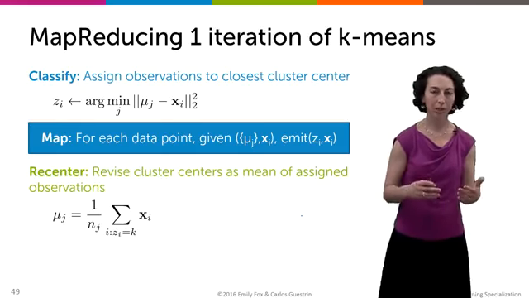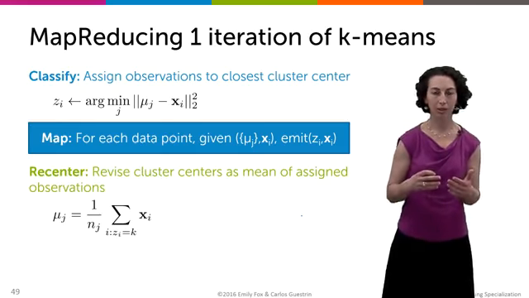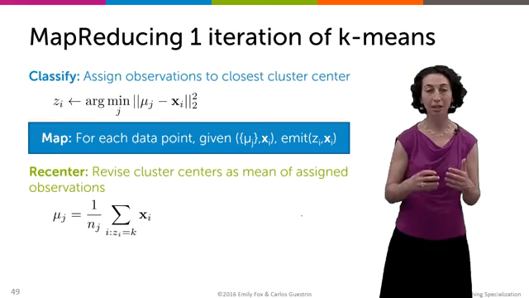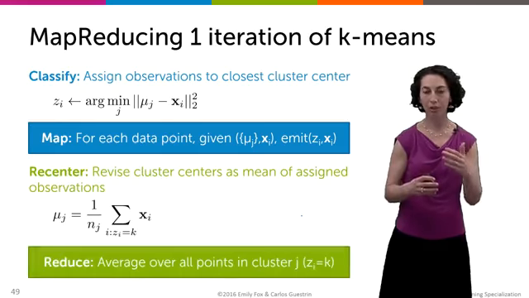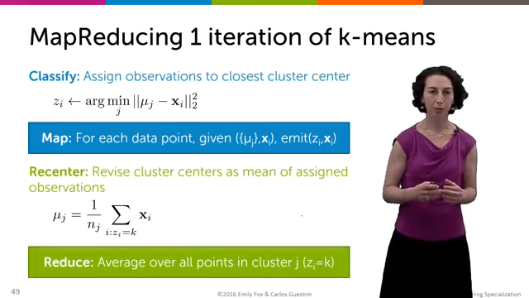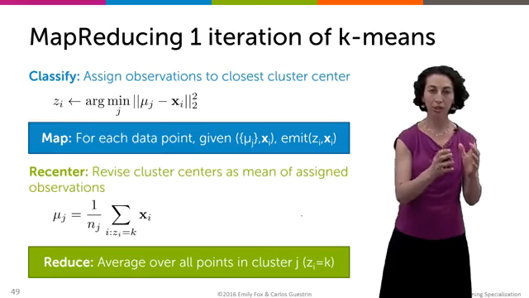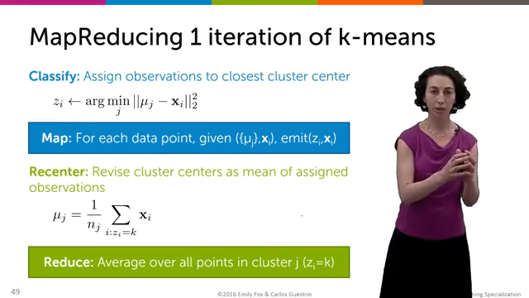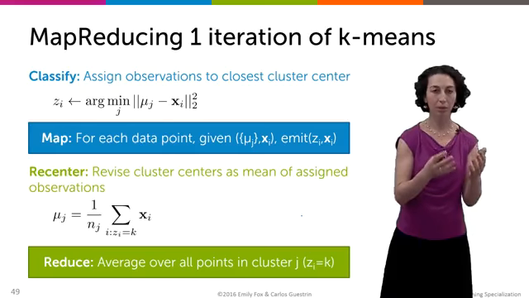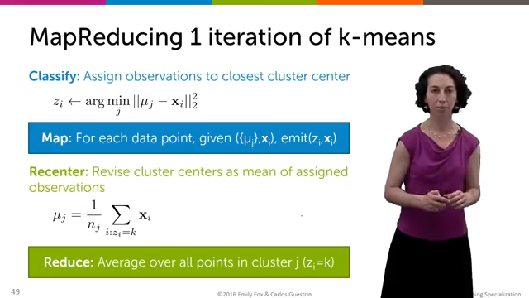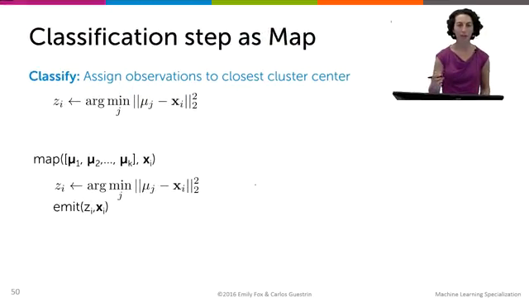Then when we turn to the recenter step, we see that this is a step where we're performing an aggregation, and this aggregation is independent across different cluster labels, so across different keys. So in particular, for every cluster, I simply look at the data assigned to that cluster and I sum all the values and normalize. And so that can be implemented using a reduce step. So let's dig into each one of these steps in a little bit more detail.